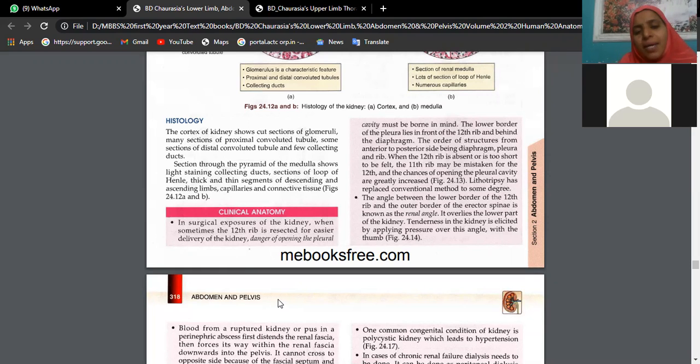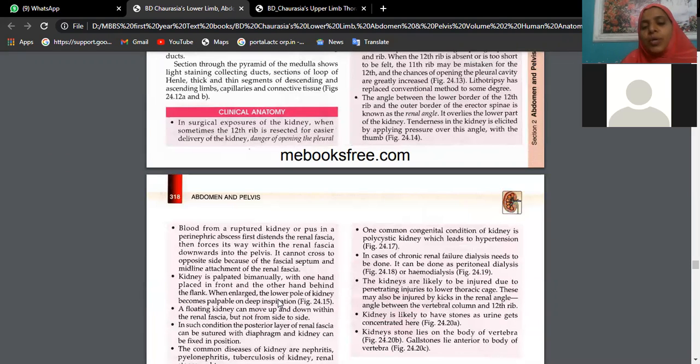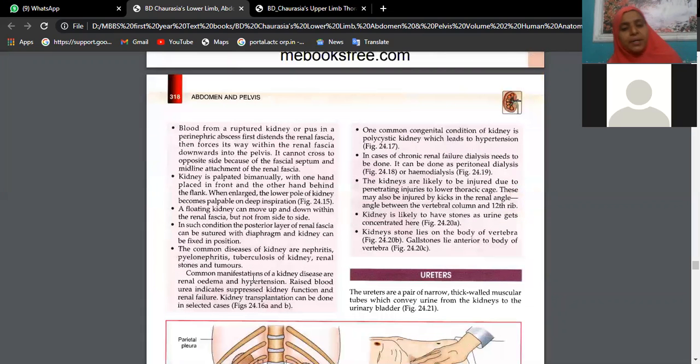Then the anomalies are: upper poles may be united, horseshoe kidney; lower poles may be united, pancake kidney. Two kidneys may be lying on only one side, or there may be only one kidney, unilateral kidney. Basically, the kidney ascends from the pelvic region to the lumbar region. Sometimes the kidney will not ascend from the pelvic region, and in such conditions we have pelvic kidney. So these are the anomalies of kidneys. Just go through the embryology textbook once.